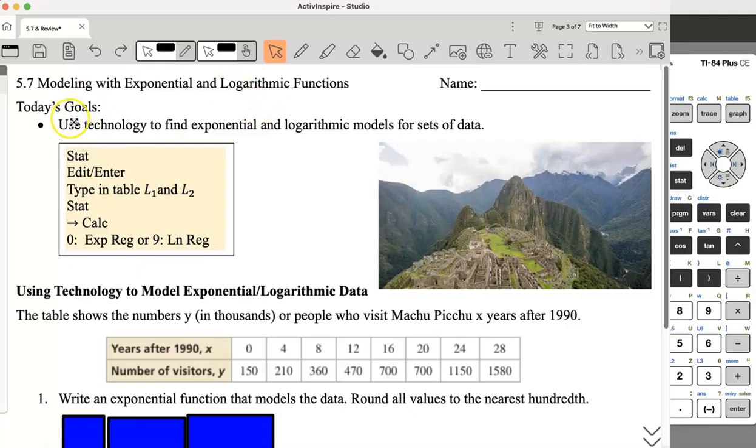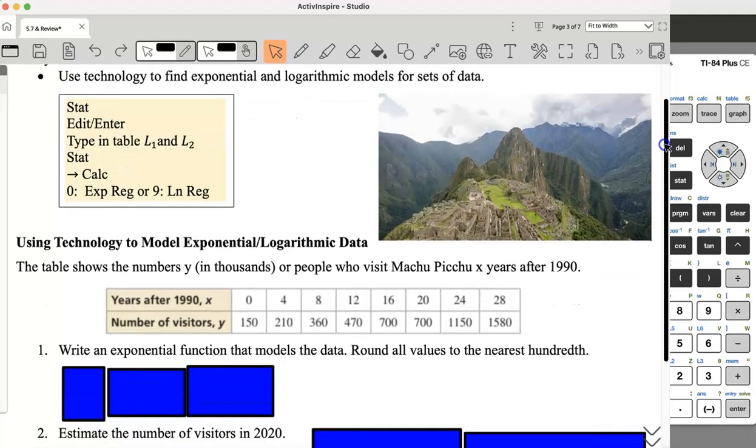So today's goal is we're going to use technology, aka our calculator, to find exponential and logarithmic models for sets of data. So remember, we've done this in every module before, but here are the buttons that you're going to be pressing today in the calculator.